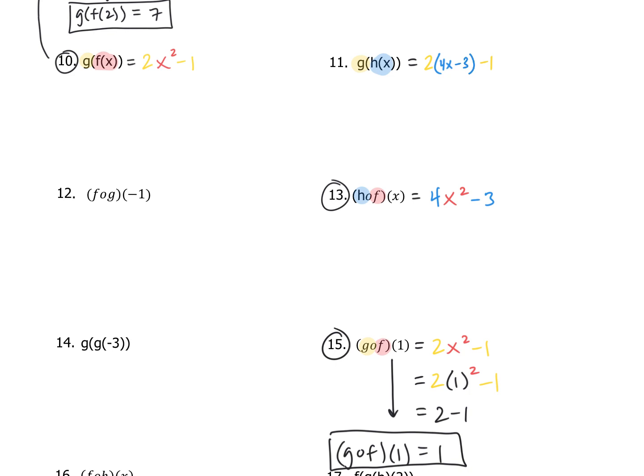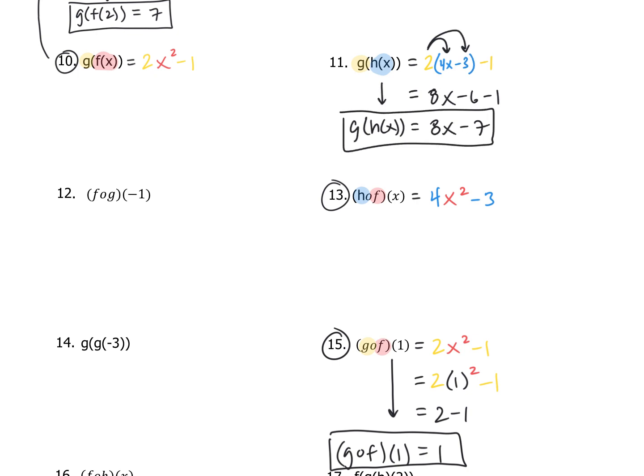Now, looking at this, you can see we have the distributive property. We're going to have to multiply 2 times each term inside, so that I get 8x minus 6 minus 1, and I can combine like terms, the negative 6 and the negative 1. So I get 8x minus 7, and lo and behold, that's what I get when I have g of h of x. Whoa, so we got number 11 done. Let's jump down to number 16.